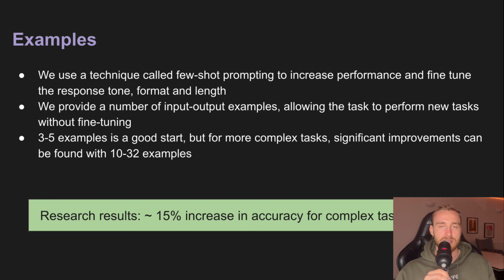So next comes examples. This is where we're providing a set of input and output examples that we want the AI to replicate. Okay, so for this we want to use something called few shot prompting. All that means is we're adding more than one example into the prompt, which gives it more to work off. So 3 to 5 is a good start, but for more complex tasks, you might want to consider more, with the research showing that significant improvements can be found with 10 to 32 examples. But to be honest, for most tasks, 3 to 5 is fine. And again, a 15% increase in accuracy for more complex tasks is what the research is telling us.